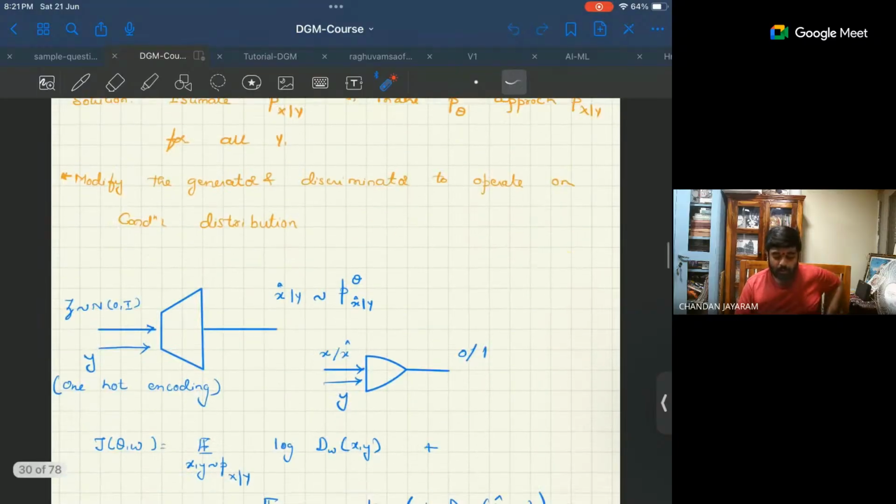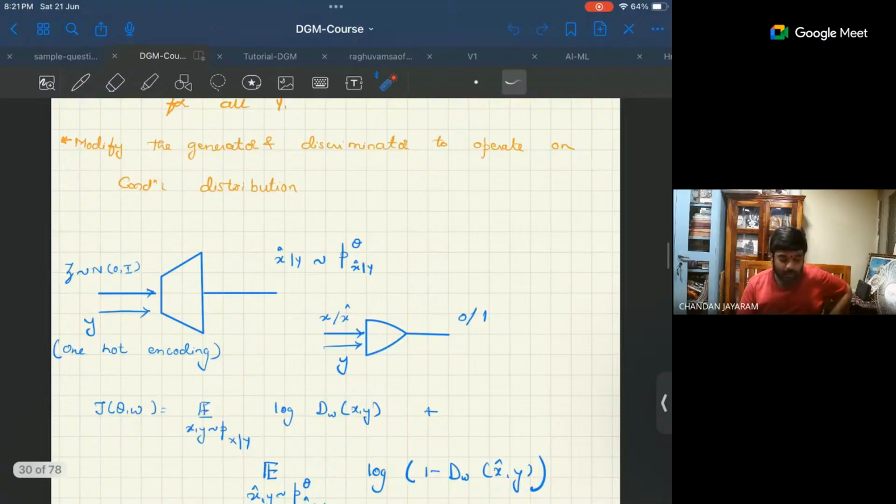Now how do I do it? The idea is pretty simple. Rather than just giving z, I'll give y also as an input. Now, how will I give y? I will be giving it as one hot encoding, and then I expect that it gets samples from P theta of x given y. Okay, this is how I modify the structure of the generator.